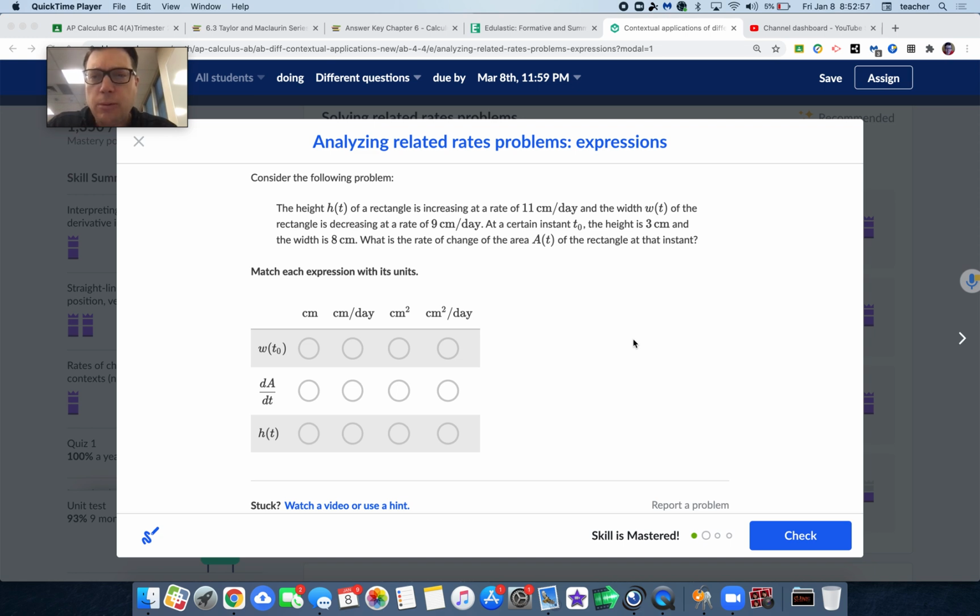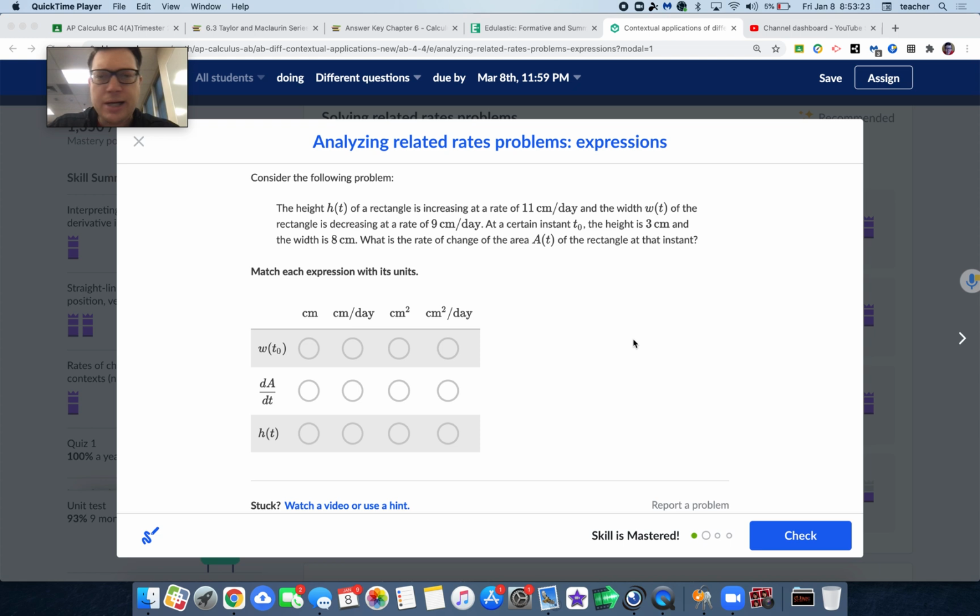Consider the following problem. The height h(t) of a rectangle is increasing at a rate of 11 centimeters per day, and the width w(t) of the rectangle is decreasing at the rate of 9 centimeters per day. It's kind of like the rectangle is stretching but shrinking at the same time, if you imagine the length is up and down and width is side to side. At a certain instant t sub 0, the height is 3 centimeters and the width is 8 centimeters.